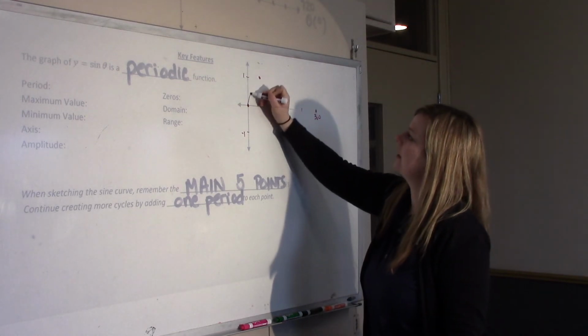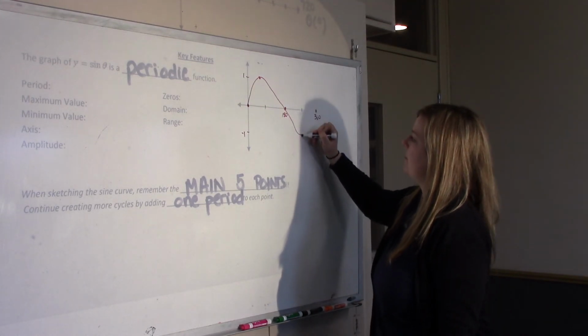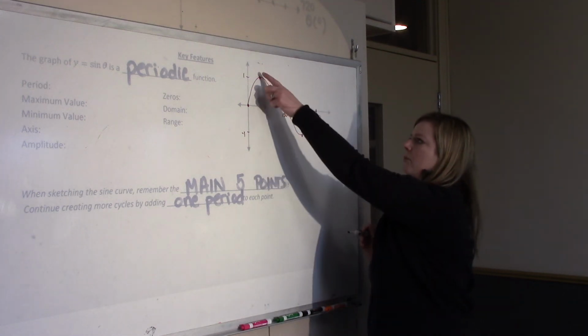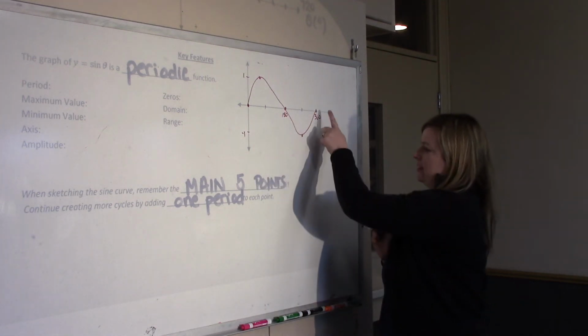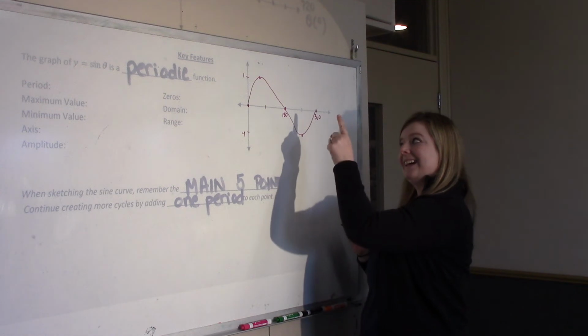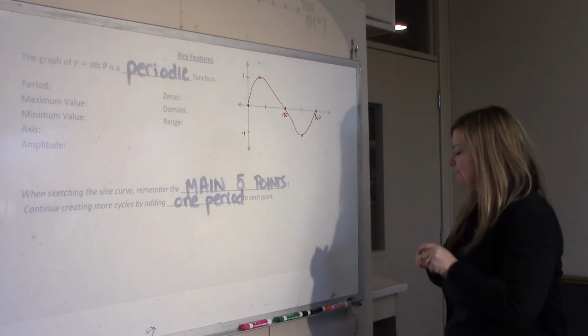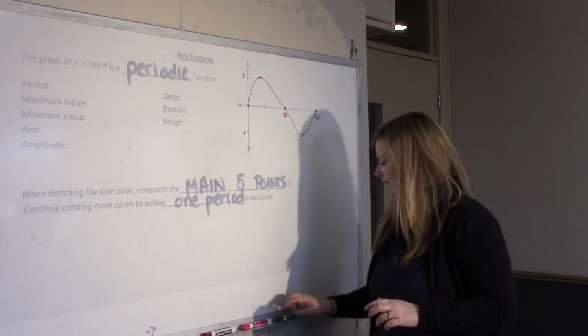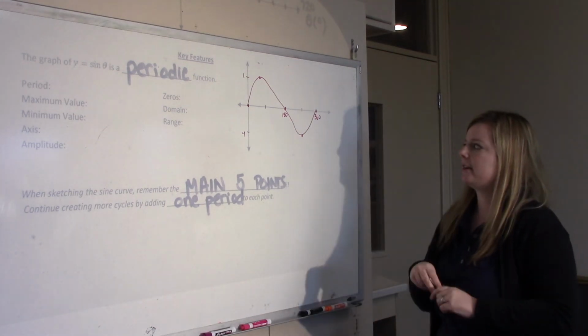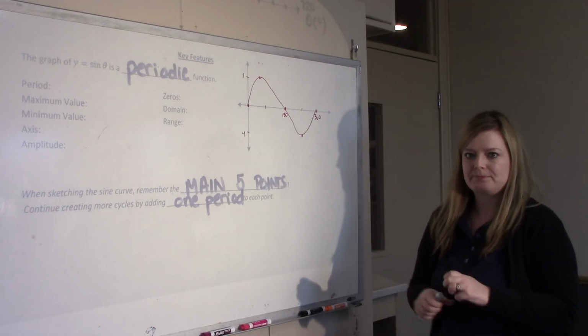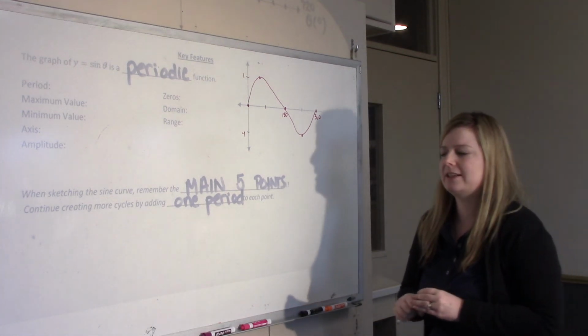So these are the 5 main points, okay? 0, 1, 0, -1, 0, da, da, da, da, da, okay? If you're a musical person. So the period then is the length of one cycle. So what is that? 360 degrees.